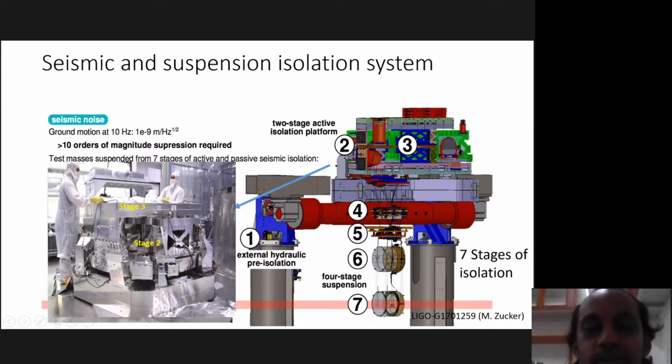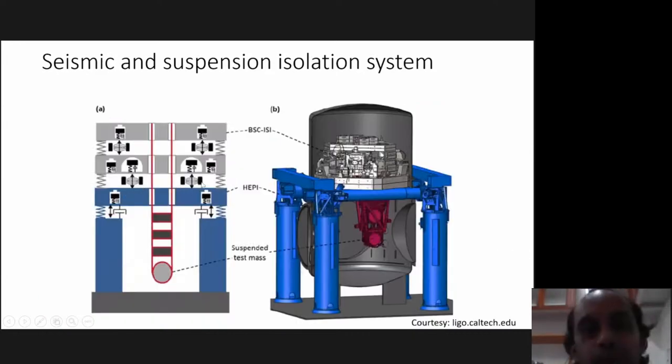And here you can see the size of the object that holds these four stages of suspension, and people working around it. So this is another representation of the same system, where you have these four stages of suspension and another three stages of isolation. And this whole thing is kept inside a chamber.